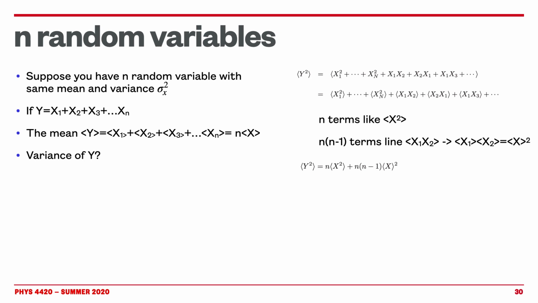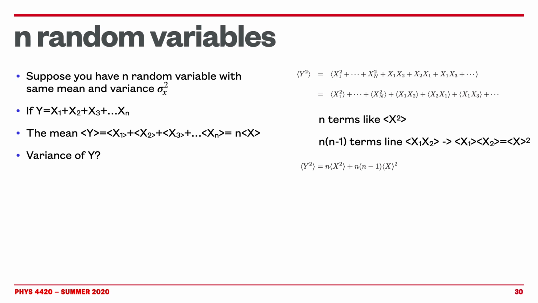Now, if we want to calculate the expectation value of y squared, we see that what we need to do is the square of x1 plus x2 plus x3 plus all the way to xn. And of course, when we do that, we find that we do have x1 squared, x2 squared, all the way to xn squared, plus all the dot products, or the cross products.